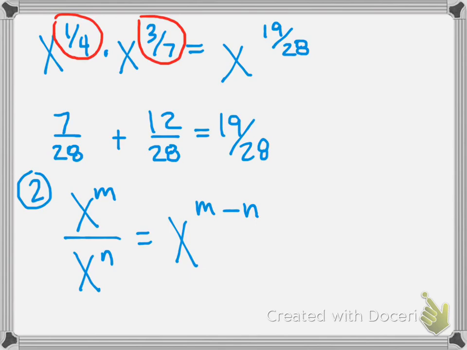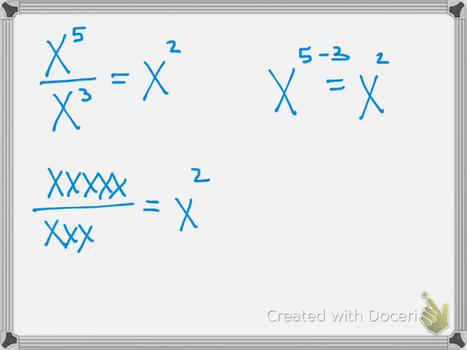All right. Second rule. When you have the same base, you subtract the exponents. You know what this is saying? X to the fifth power is saying there's 5 x's on top, and there's 3 x's on the bottom.